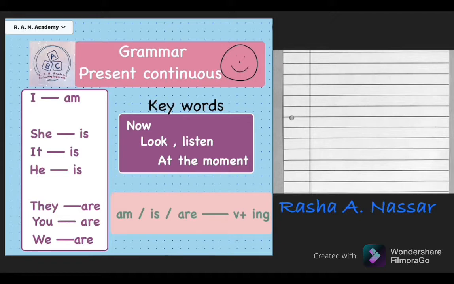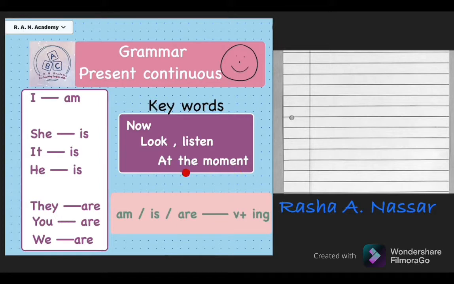So here, when you are talking about something which is happening now, it means that I should use the present continuous tense. Okay, so what are the key words in the sentence that if I see any one of them, I will use the present continuous tense? Now, look, listen, and at the moment. Again, now, look, listen, and at the moment.